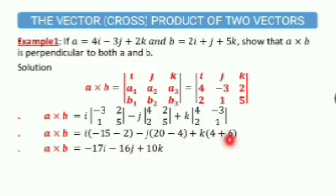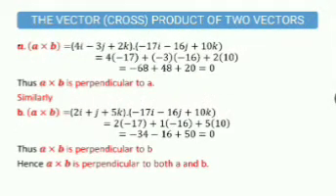Then 4 plus 6 is equal to 10. That's plus 10k. This is A cross B. Now, to show that A cross B is perpendicular to A and B, we're going to show the perpendicularity using A dot A cross B.